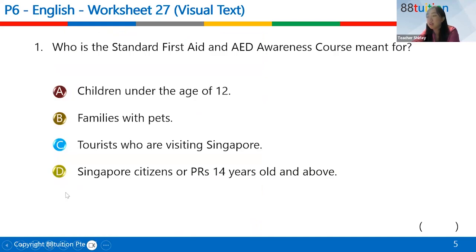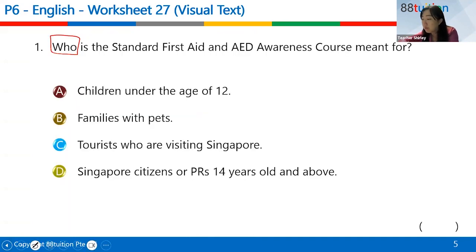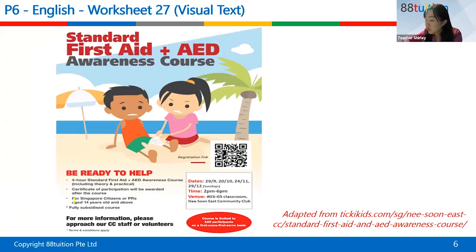Who is the standard first aid and AED awareness course meant for? So again, this is a literal question. Usually if you have your 5 W's and 1 H, who is something that you can find in the text, right? So who is it meant for? If you go back to the text, it is for Singapore citizens aged 14 years old and above. Yeah, so this one is quite straightforward, isn't it? Because you see the answer is just here. So this one shouldn't be getting it wrong, yeah? This is a literal question.